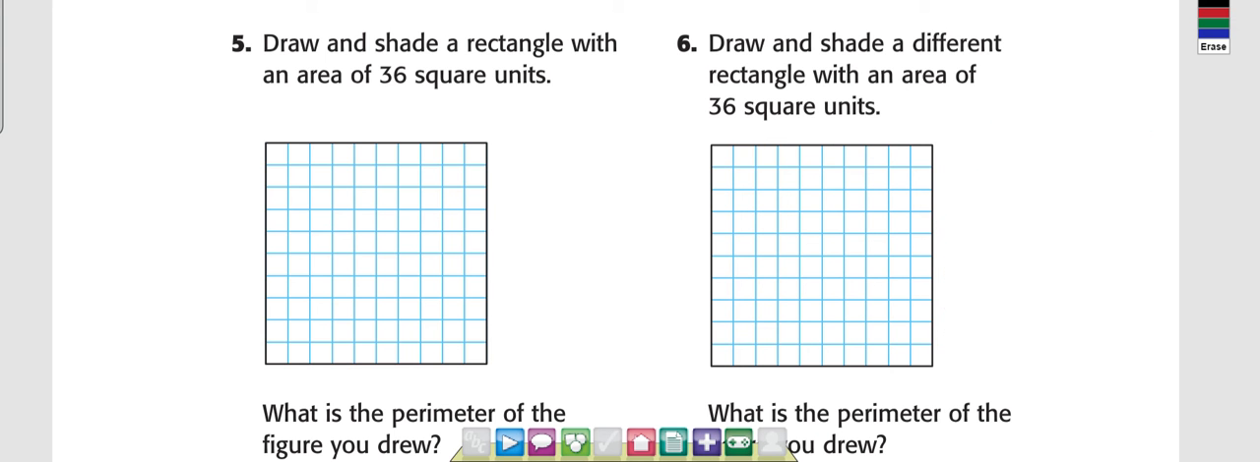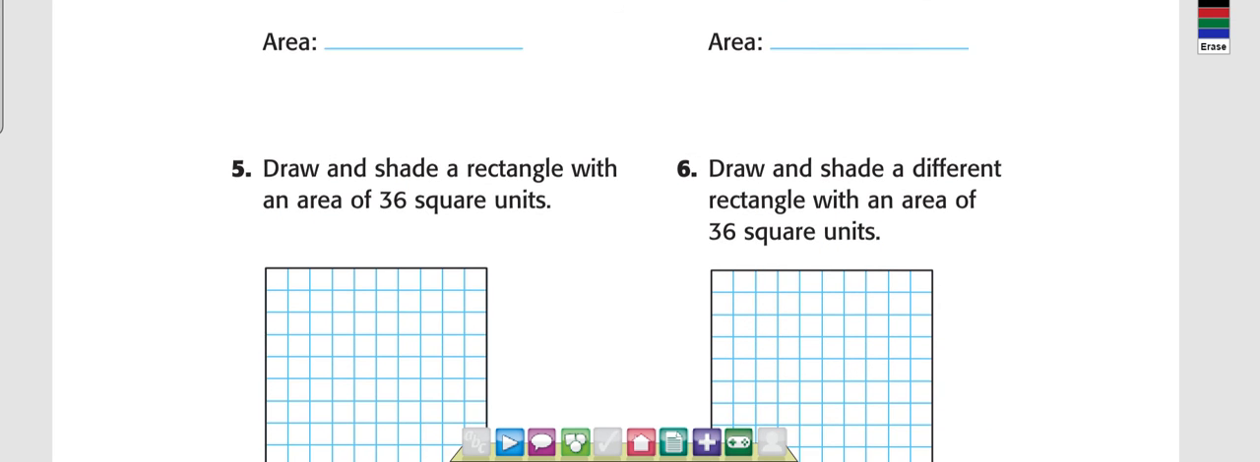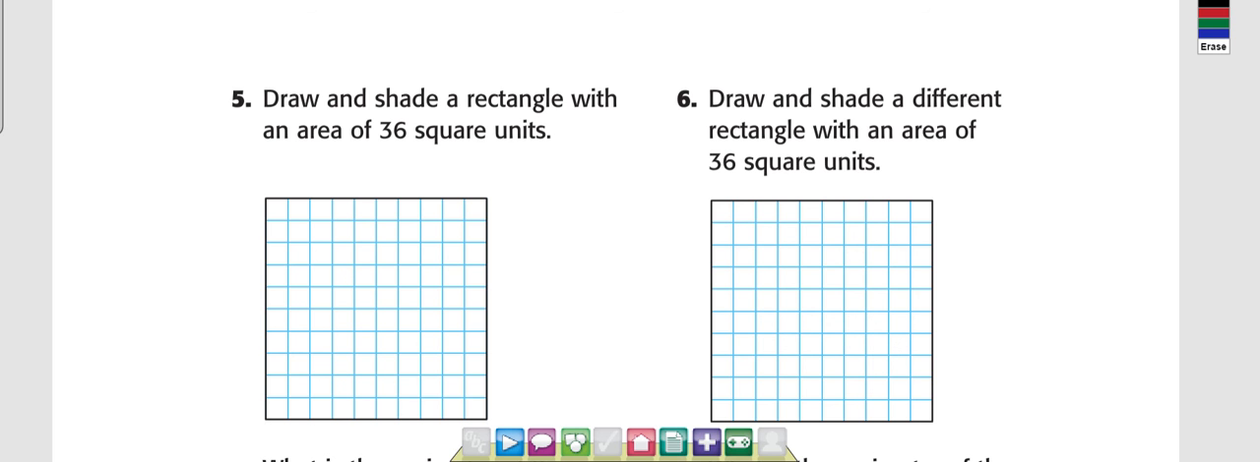Now, look what it says. It says to draw and shade a rectangle with an area of 36 square units. So, what two numbers multiplied together give me 36? What two numbers? Just tell me. 9 and 4.